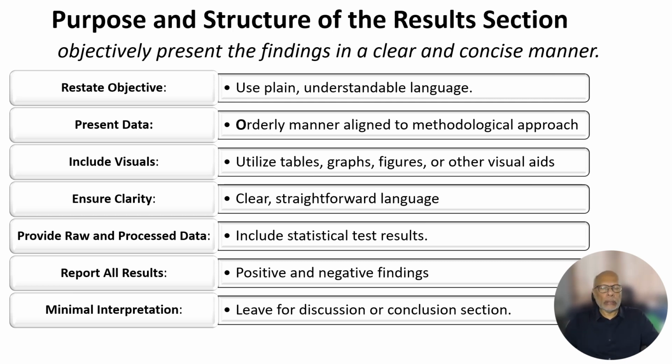The first part of the structure should be to restate the objective and align this with your methodology, and then you present your data in its raw form, if possible. Sometimes you can't, or in its processed form, if it is possible. Then you try to use as many visuals as possible: tables, graphs, figures, and you can use various AI systems to help generate those figures.